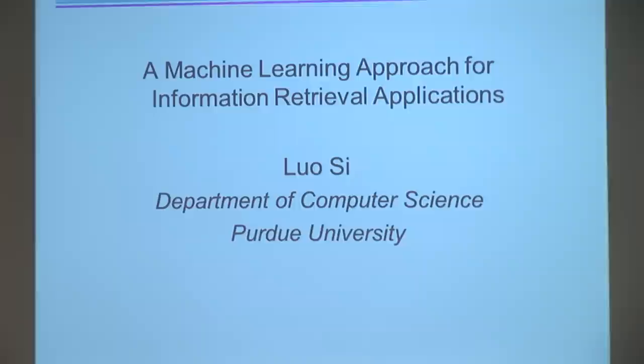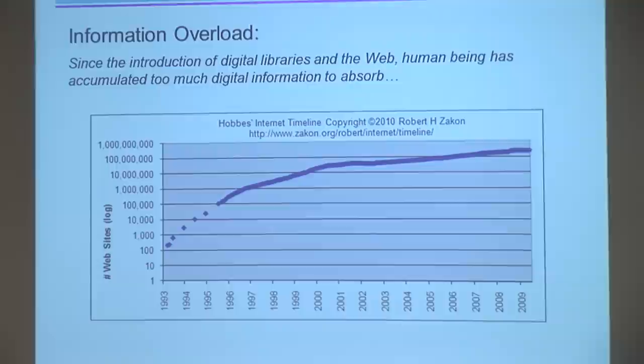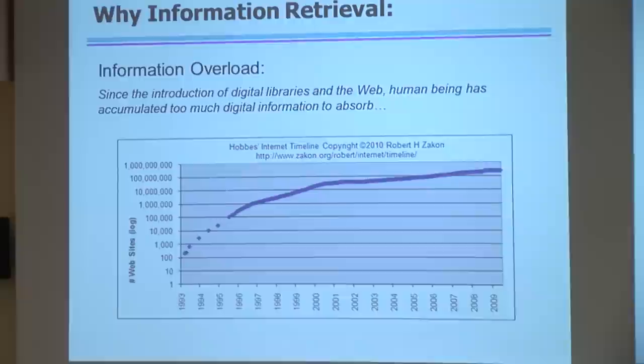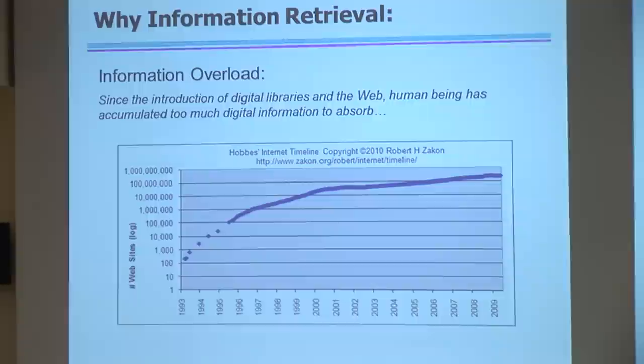the information retrieval applications. First of all, let's talk about what is information retrieval and why we need these information retrieval techniques. Since the introduction of the World Wide Web and the digital libraries, people have accumulated a huge amount of digital information. This figure shows the number of websites on the internet. If you were lucky enough to create a website in 1993, your website was among the top 100. But look at today, we have exponential growth of the content on the internet. And now we have close to 1 billion websites, or even more today.